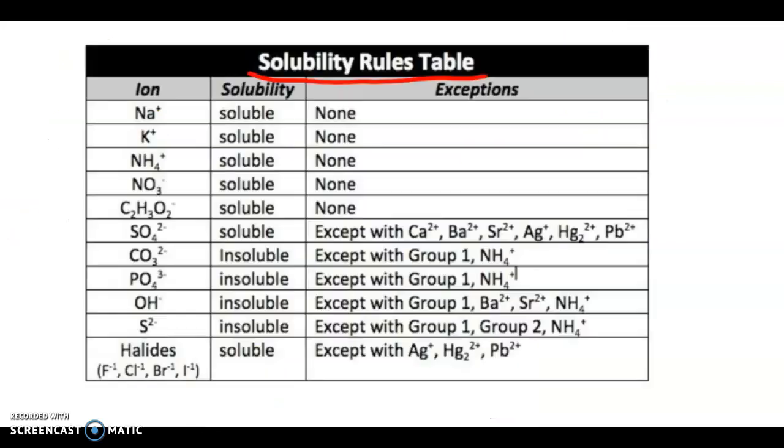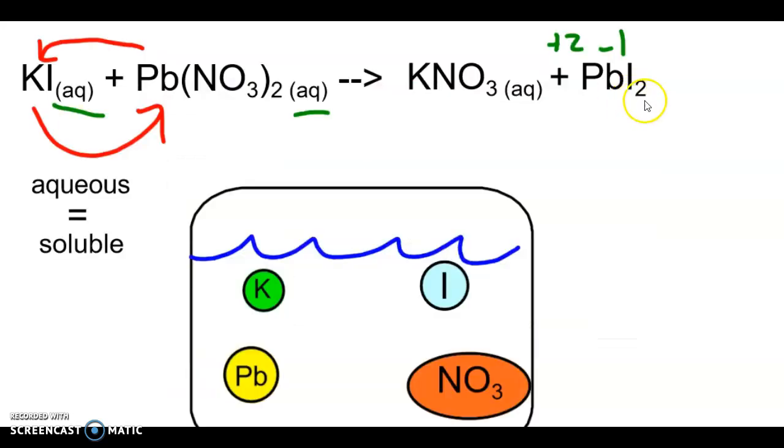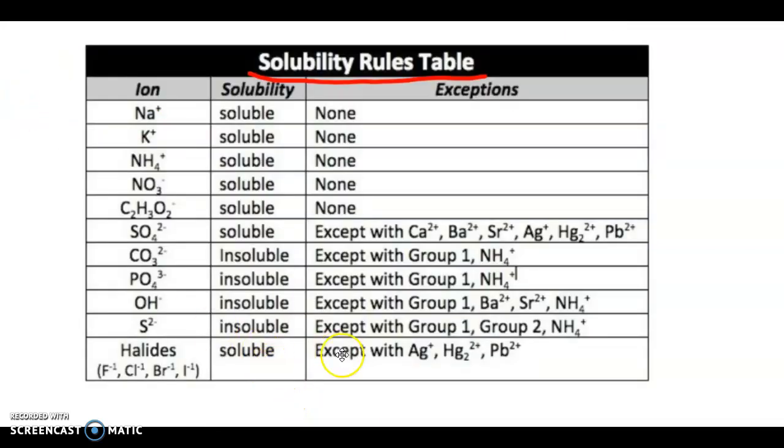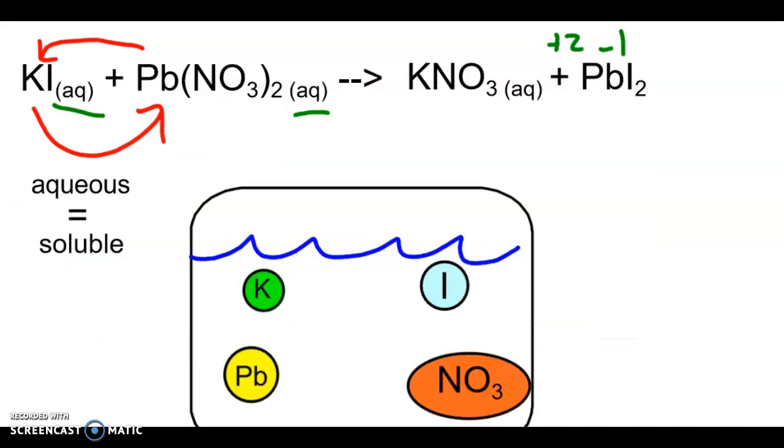So we look back at the chart, we find I. So iodine is one of our halides. So that's right there. And the halides are always going to be soluble except when bonded to these 3 things. So normally anything bonded with I would be aqueous, as is the case when it's bonded with potassium. But Pb is one of our exceptions. So it actually becomes insoluble. And if something is insoluble, that means it's a solid.